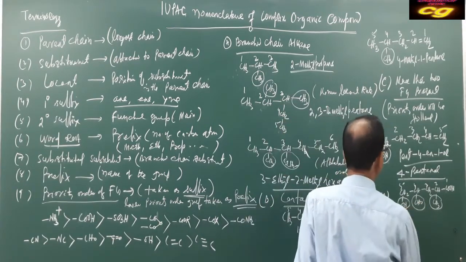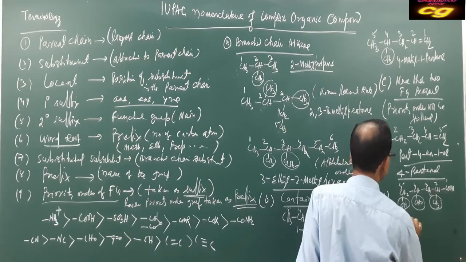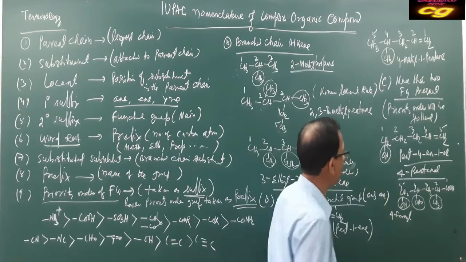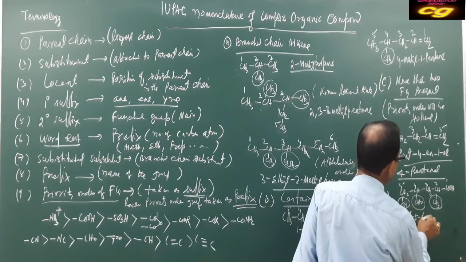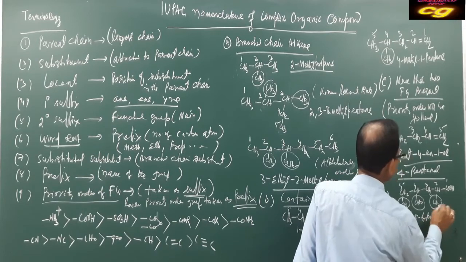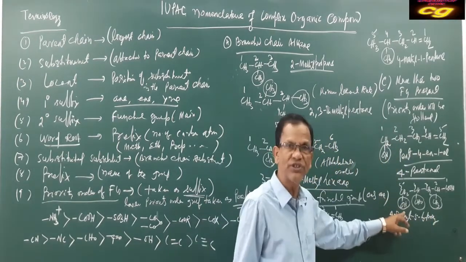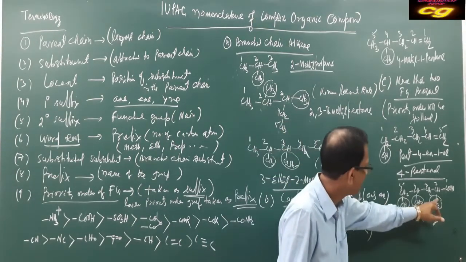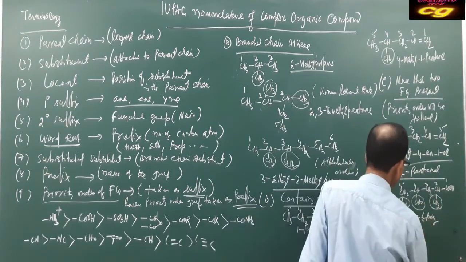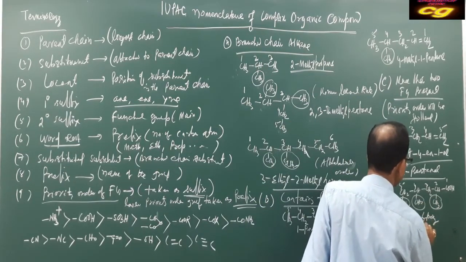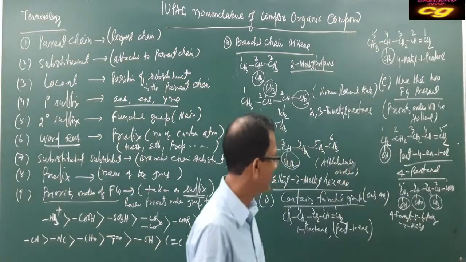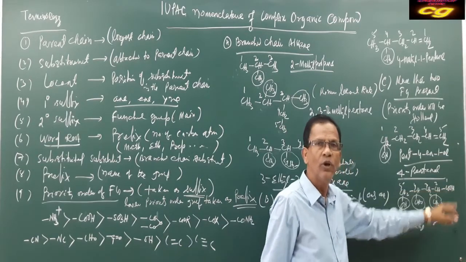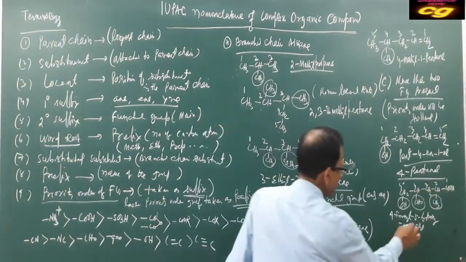So F means formyl, 4-formyl. The 4 position is formyl, F is coming. Then 5-hydroxy, because the 5 position is a hydroxy group. The OH group prefix name is hydroxy, and here 2-methyl. Then the parent chain is 5-member having a carboxylic acid group, so it is pentanoic acid.